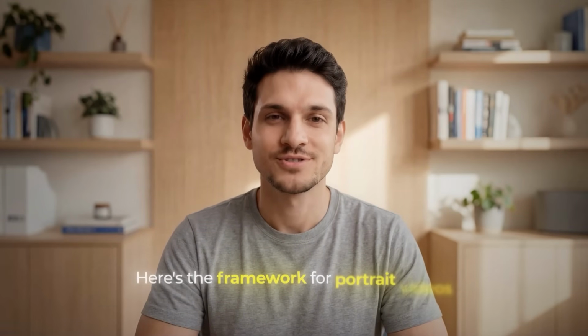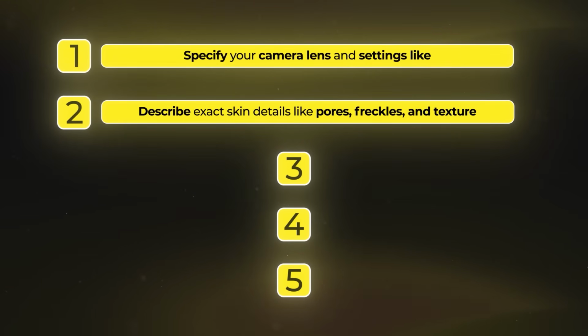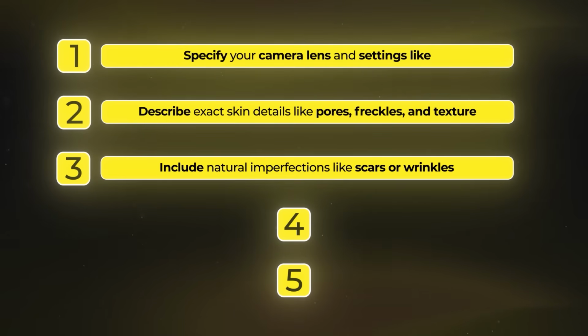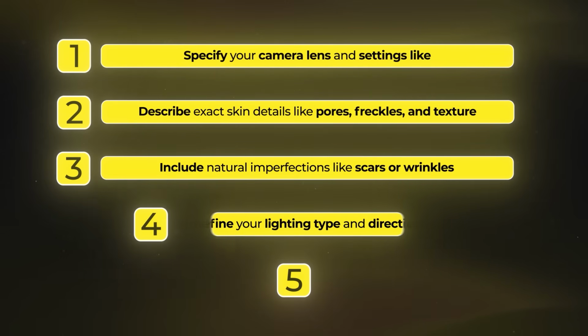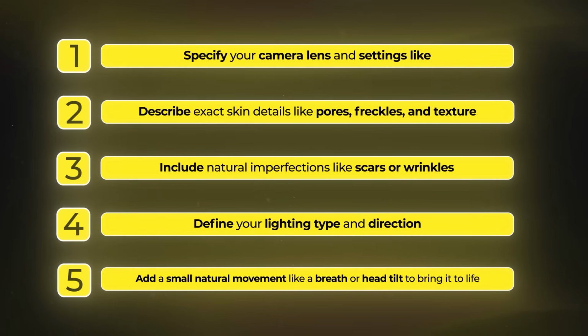Here's the framework for portrait videos. First, specify your camera lens and settings. Second, describe exact skin details like pores, freckles, and texture. Third, include natural imperfections like scars or wrinkles. Fourth, define your lighting type and direction. And fifth, add a small natural movement like a breath or head tilt to bring it to life.